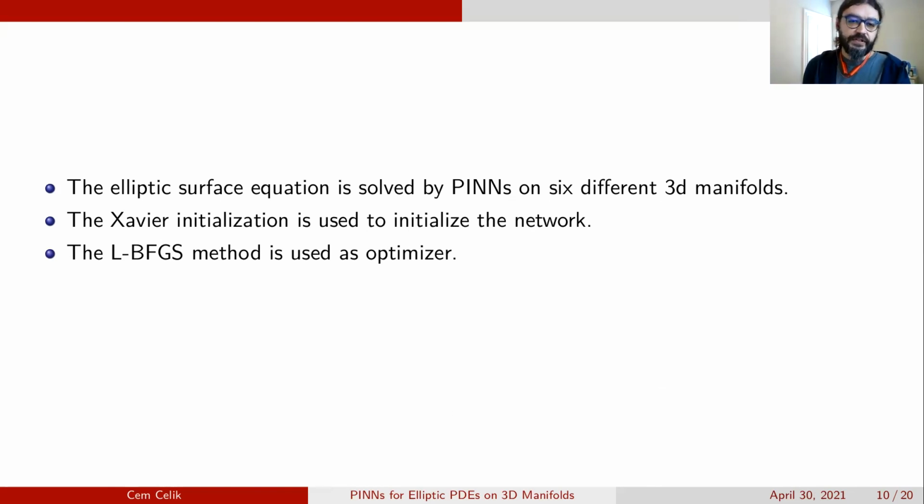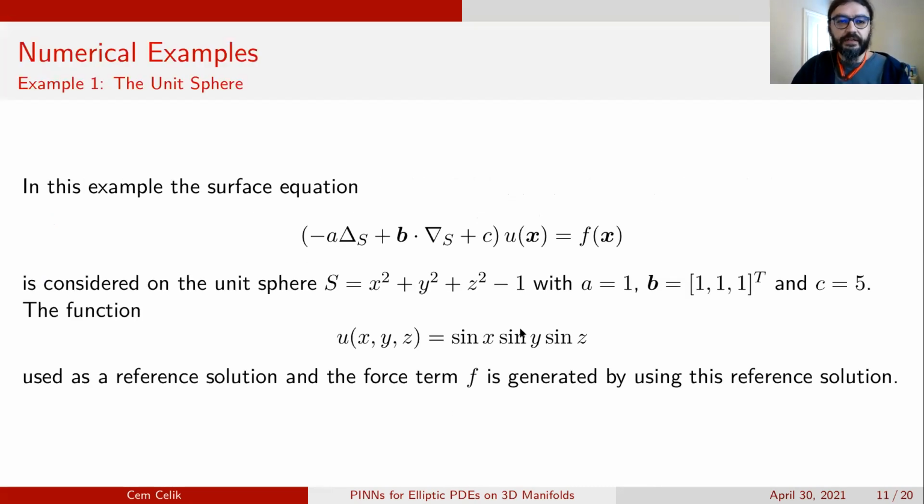They used Xavier initialization and LBFGS methods. Then they give the numerical examples directly. As a first example, they considered the unit sphere again. And as constants, they consider here A as 1, the B vector as 1, 1, 1, and the C vector as 5.